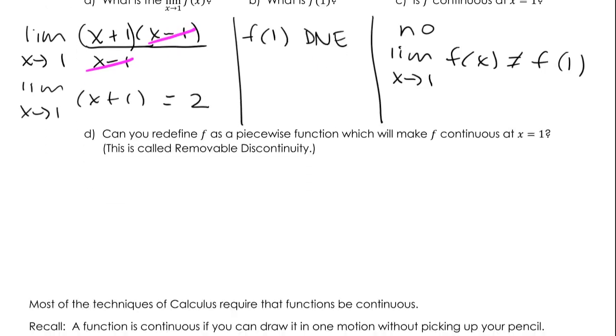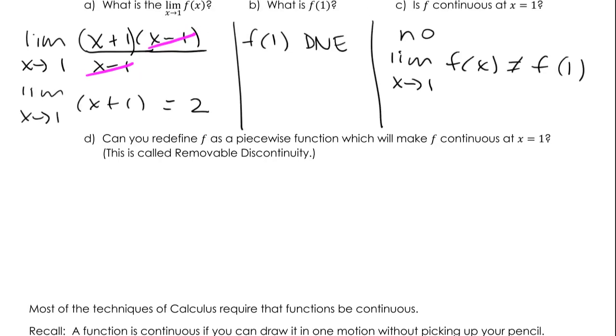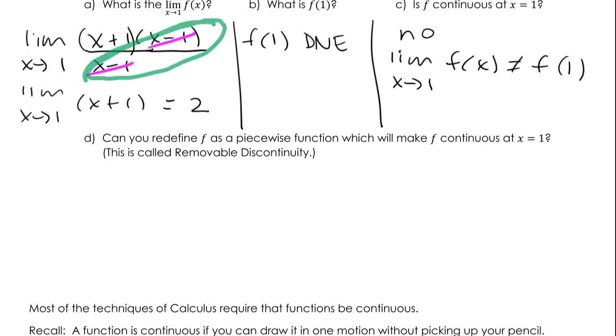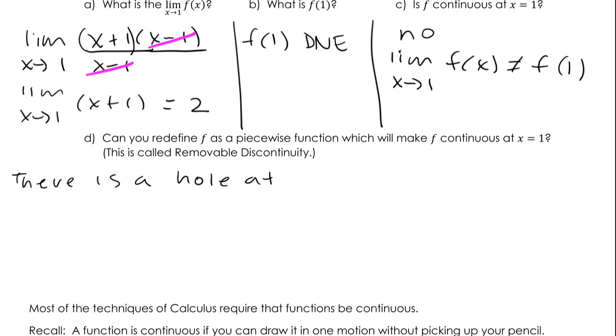Now here's a higher level thinking. I would like you to pause this and try this one on your own. It's saying, can you redefine f as a piecewise to make it continuous? So can we change this problem to make the function continuous? Do you see here how we were able to factor those out? That's going to create a hole at 1. So let's make note of this. There is a hole at x equals 1. We want to fill in the hole.